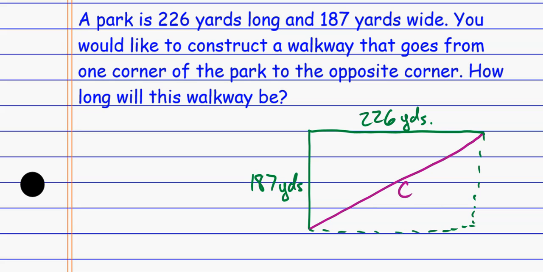So now I plug it into my Pythagorean theorem. I say 187 squared plus 226 squared equals C squared. And now I simplify this, and again, use your calculator for this. I don't know what 187 squared is off the top of my head, but I plug it into the calculator. Calculator to the rescue. 226 squared, 51,076. And now I have to add those two things together.